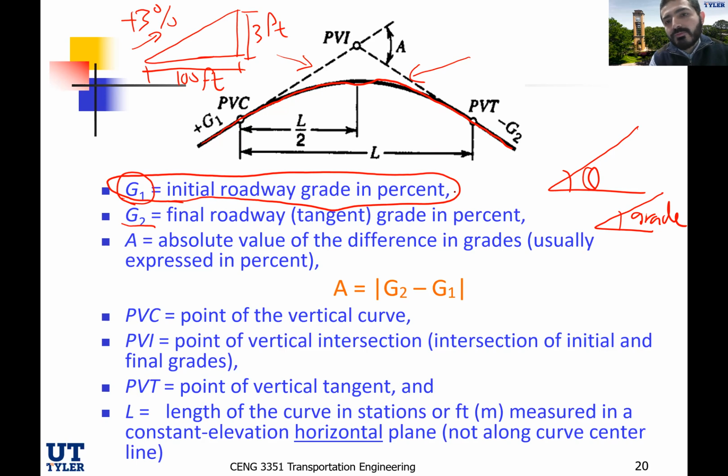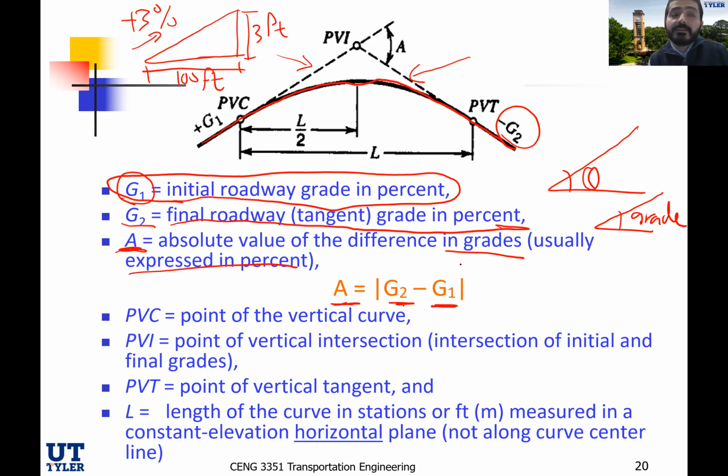G2 is the final roadway tangent grade in percent. You're going to ask why we're defining this. Those are all the terms that we're going to be using in the calculations later on. But A is the absolute value of the difference in grades expressed in percent. So A is G2 minus G1.